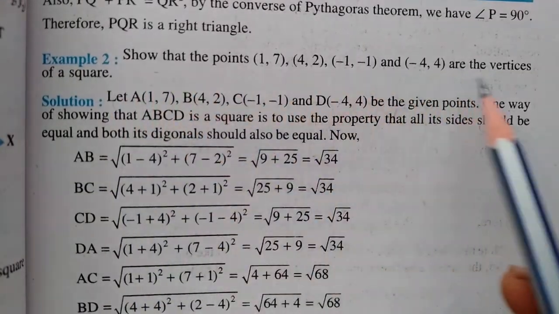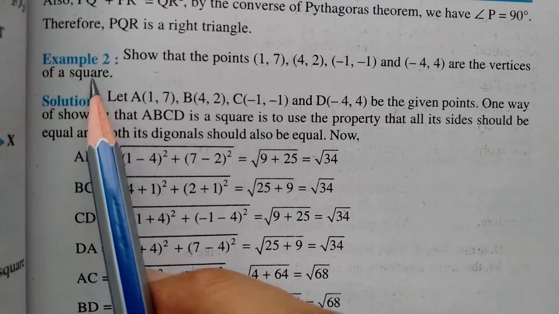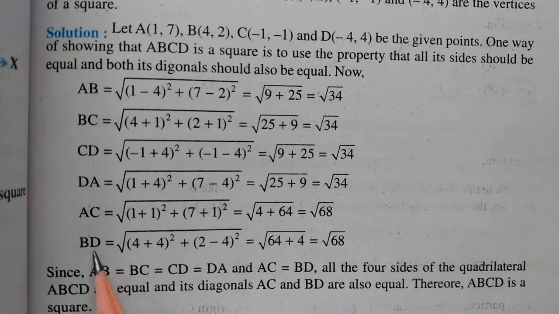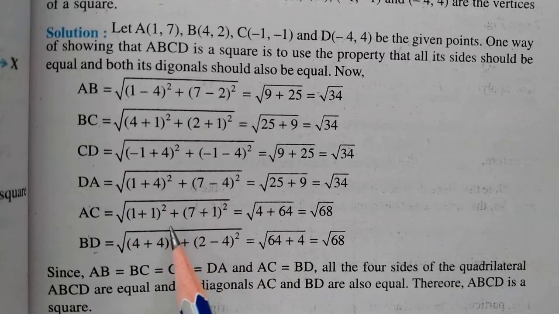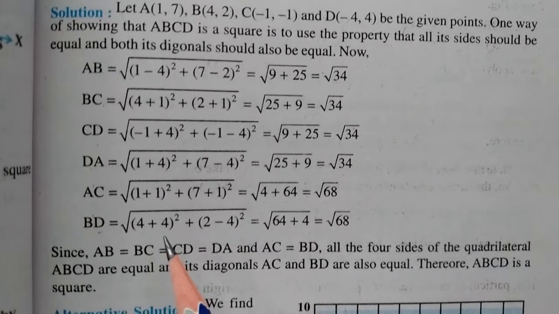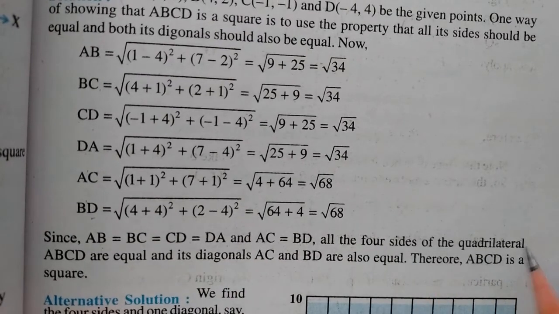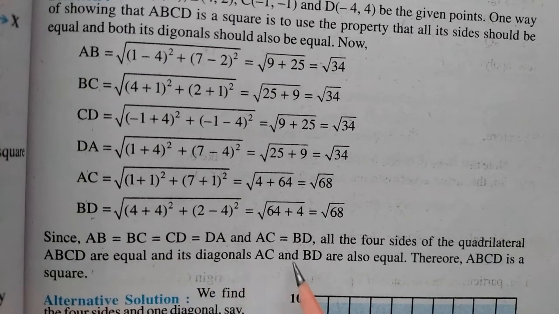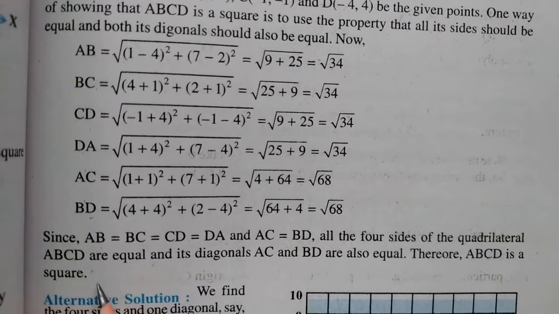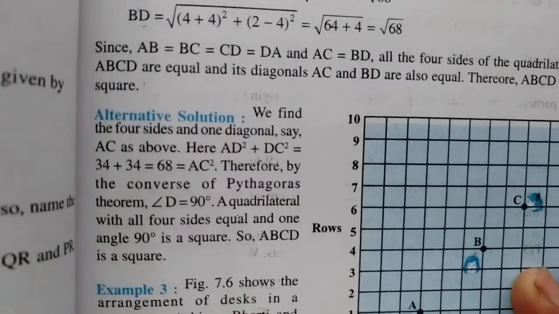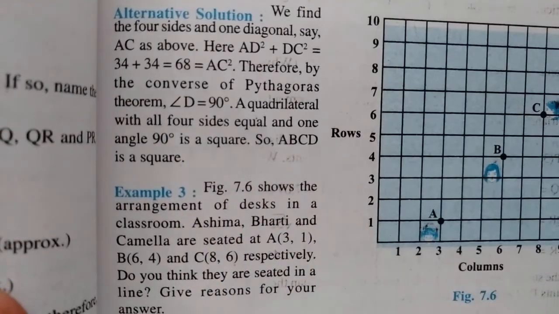Example 2. Show that all are vertices of a square. So children, first step is to find AB, BC, CD, DA, AC, BD. Calculation will seem a little long but it will come with practice, children. Now children, since AB equals BC equals CD equals DA, and AC equals BD, all the four sides of the quadrilateral ABCD are equal and its diagonals are also equal. Therefore, this is a square. Sorry children. Now an alternate solution method is given that you can see, children.